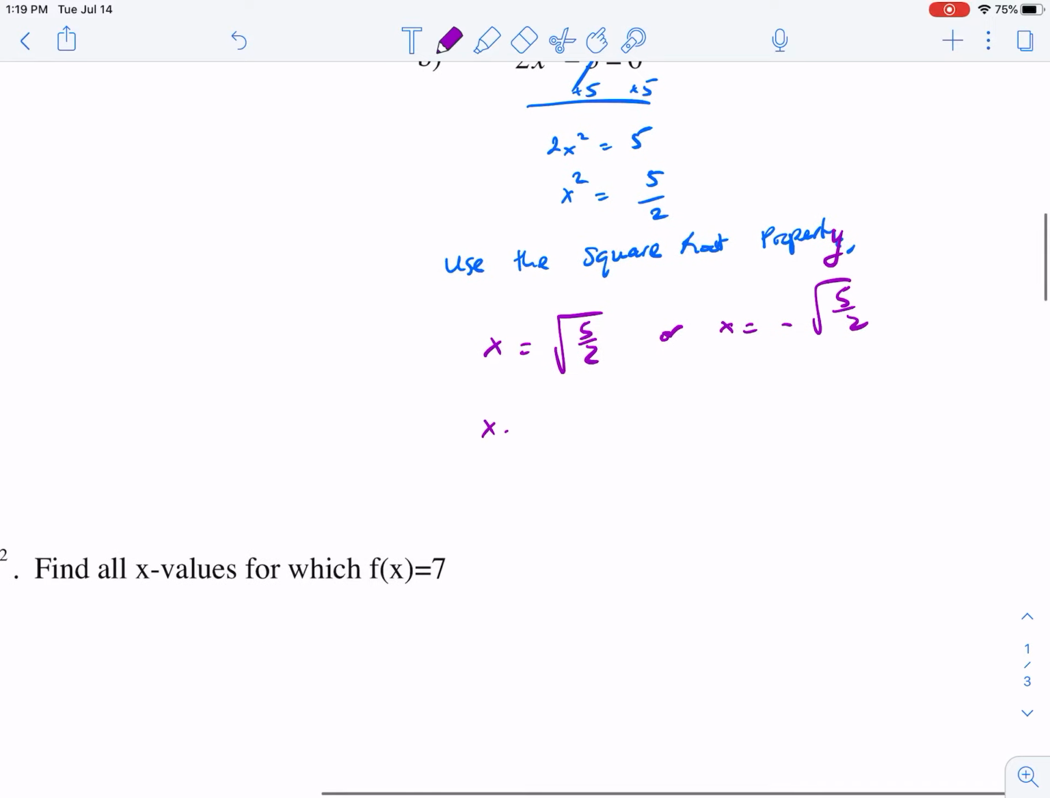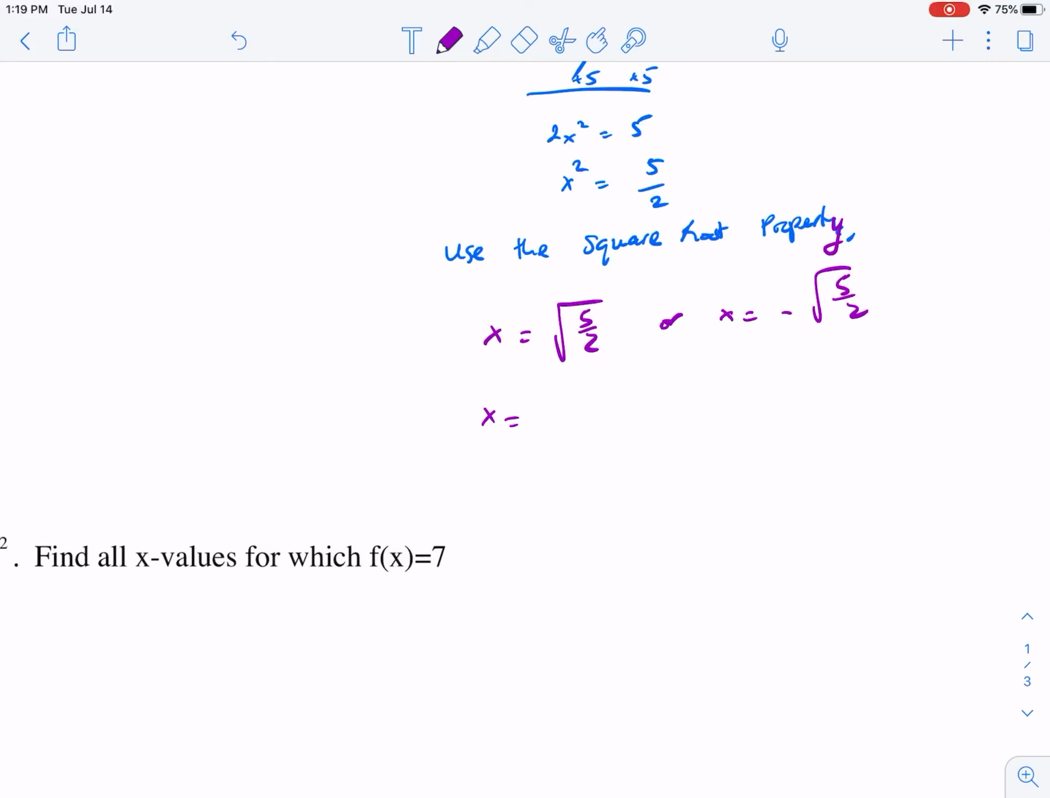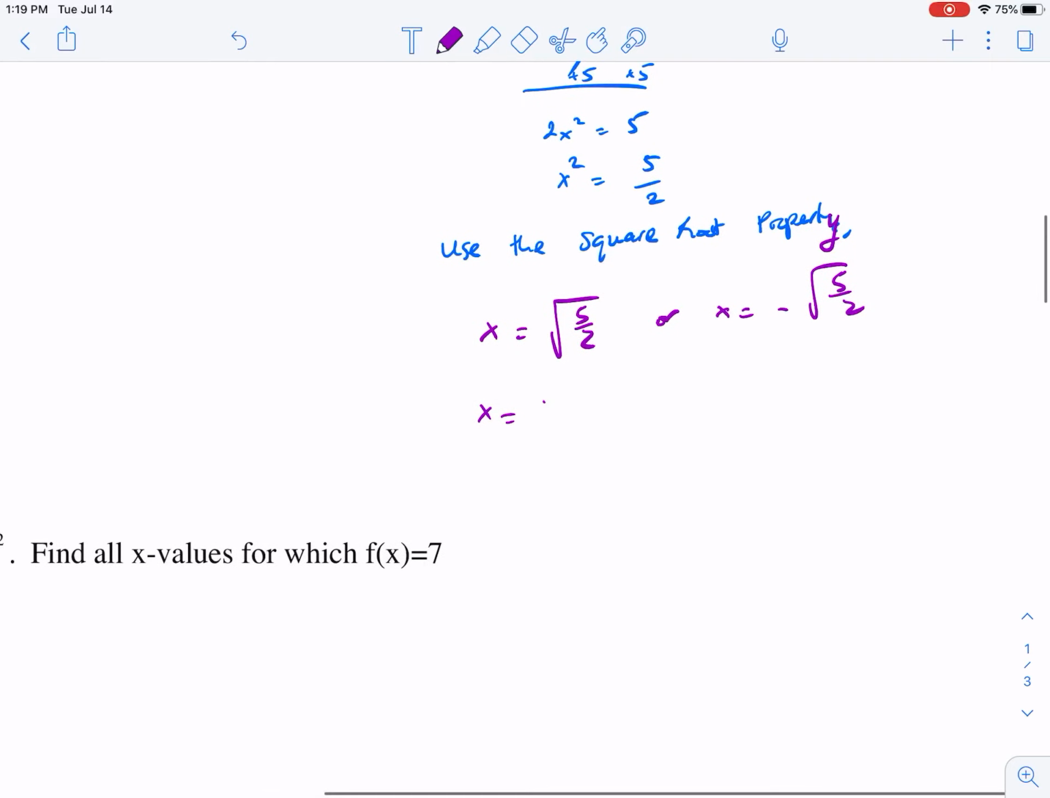Okay, so we can further simplify this into the square root of 5 over the square root of 2, and then multiply by the square root of 2 to rationalize. So that gives us square root of 10 over 2. And then the other one is going to be negative square root of 10 over 2.